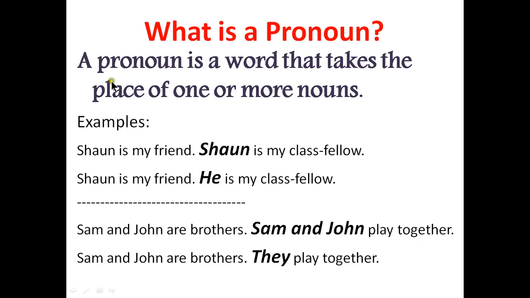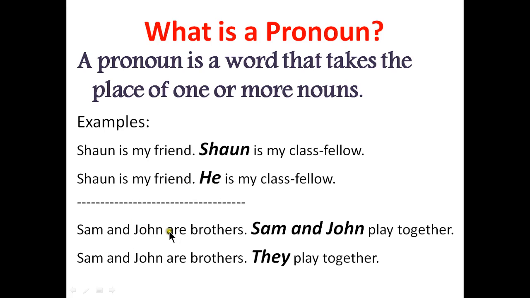As per the definition, a pronoun is a word that takes the place of one or more nouns. Here are some examples to make the concept more clear to you. Sean is my friend. Sean is my class fellow. These are actually two sentences. In the second sentence, I am repeating the name of Sean. That doesn't look suitable here. So I must replace the name of Sean with a suitable pronoun according to the number of the noun and its gender. Sean is the name of a boy, so I will say he. Sean is my friend, he is my class fellow.